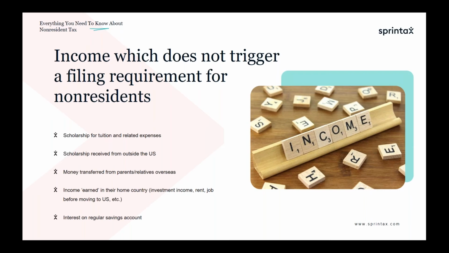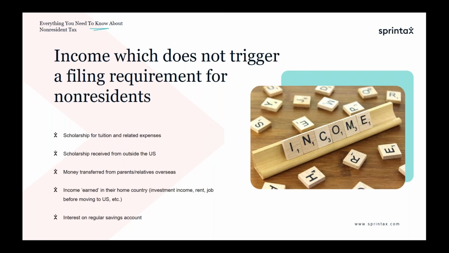Then, money transferred from parents and relatives overseas. So, if you have received money from a parent or a relative to assist you with the cost of living when you're in the US, as that money is coming from overseas, that's typically going to be considered foreign sourced income. And as a non-resident in the US, you're typically only going to be taxed on and required to report your US sourced income. And as a result, this typically shouldn't trigger a filing requirement for non-residents in the US.